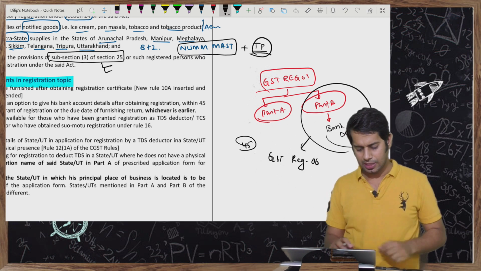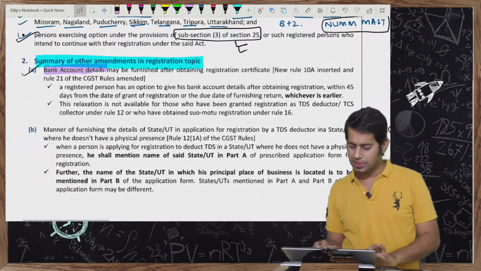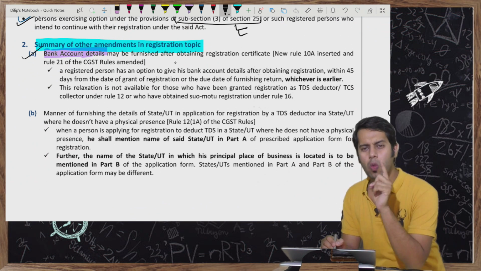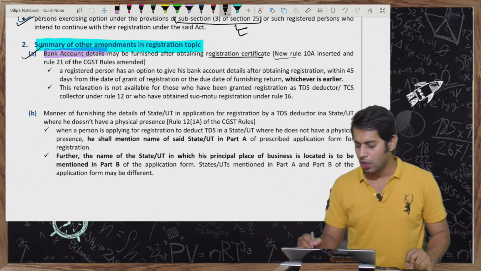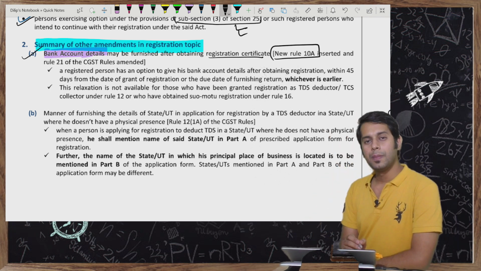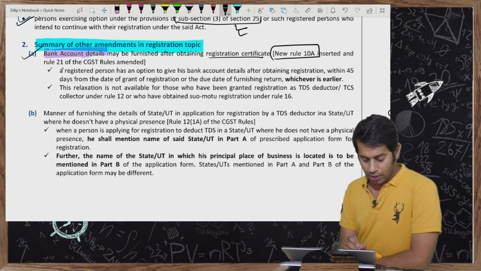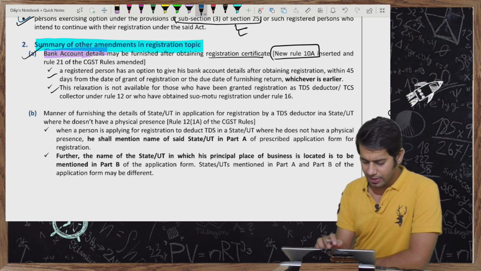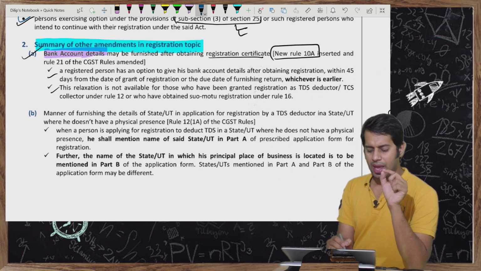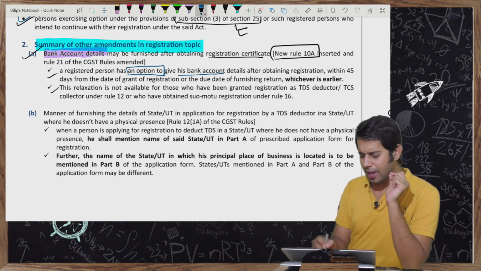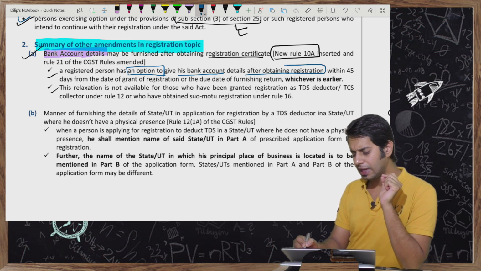We'll see what that provision is telling. What is this change which has been made, sir? Bank account details may be furnished after obtaining registration certificate. New rule 10A has been inserted in rule number 21 of CGST rules. And this is what is told by that rule: a registered person has an option to give his bank account details after obtaining registration.